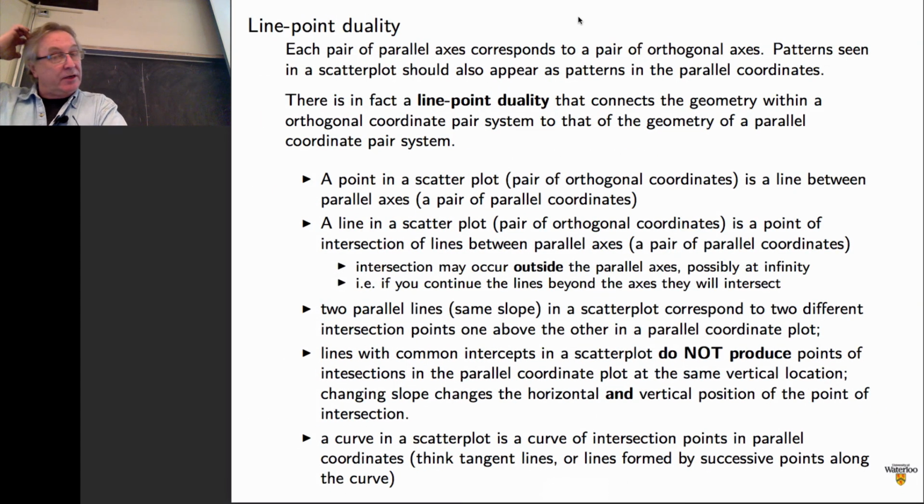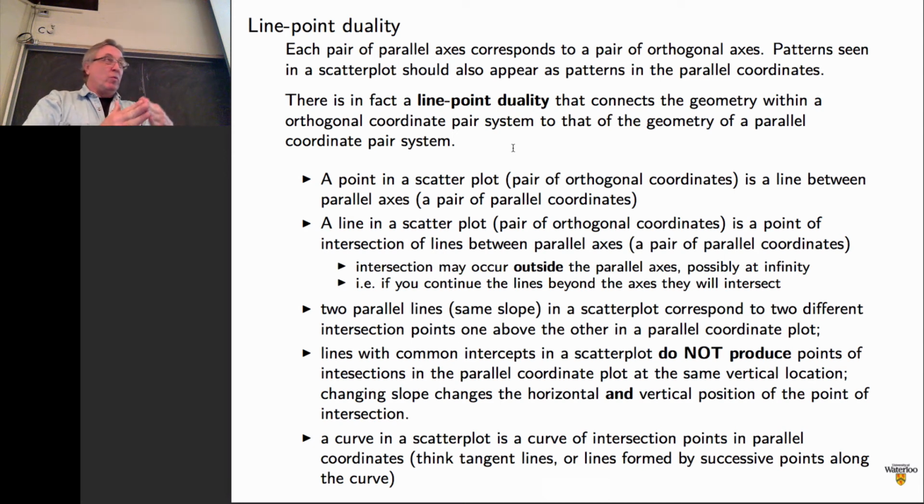Just to remind you, the key items here is that in the two-dimensional Cartesian coordinate system, a point in a scatter plot turns into a line, or line segment, a line actually, in a parallel coordinate plot. And a line in a scatter plot turns into a point in the parallel coordinate system. Now that point will be the point of intersection of a bunch of lines in the parallel coordinate system.